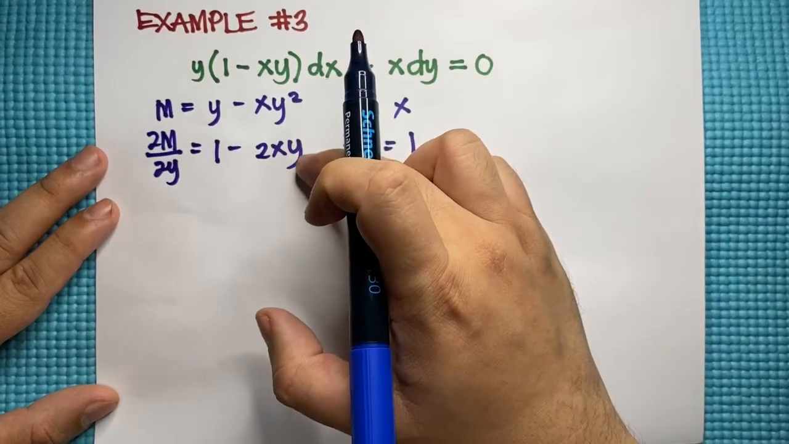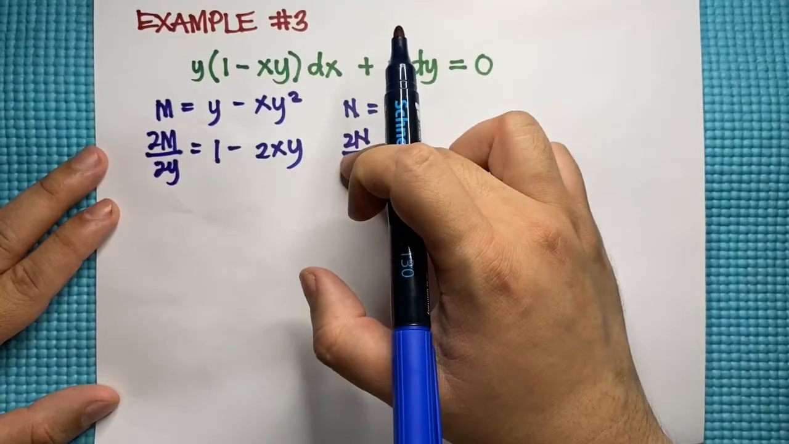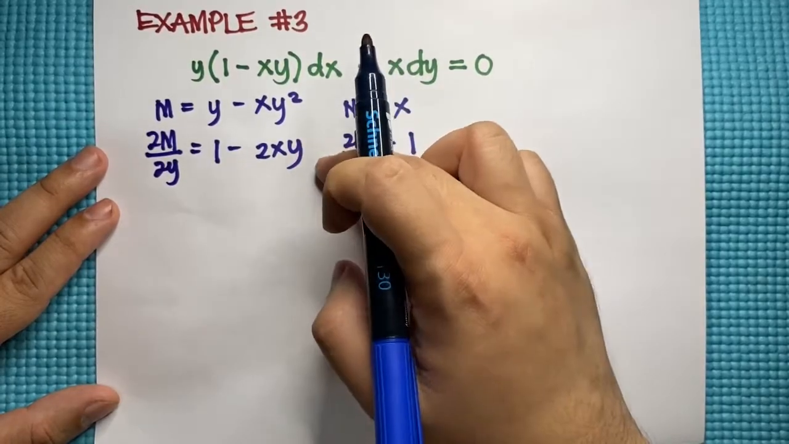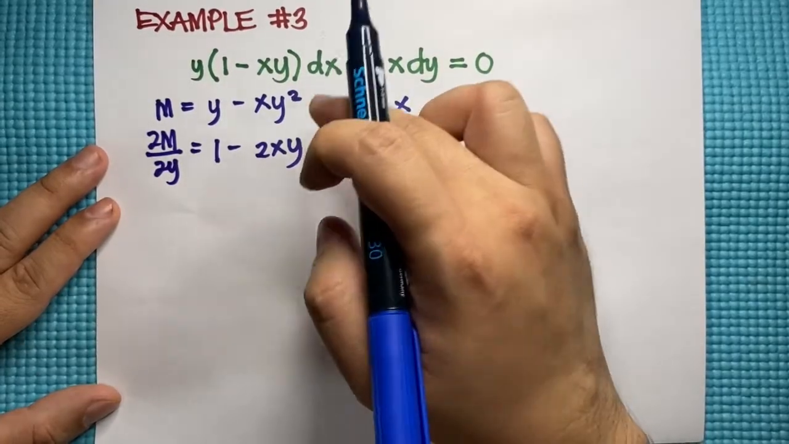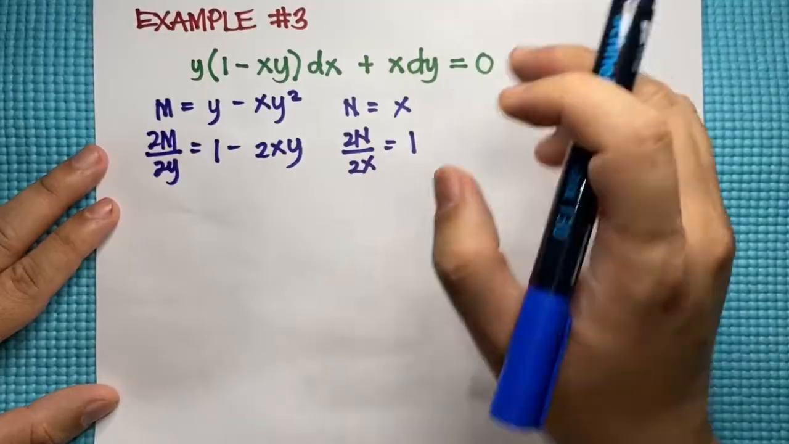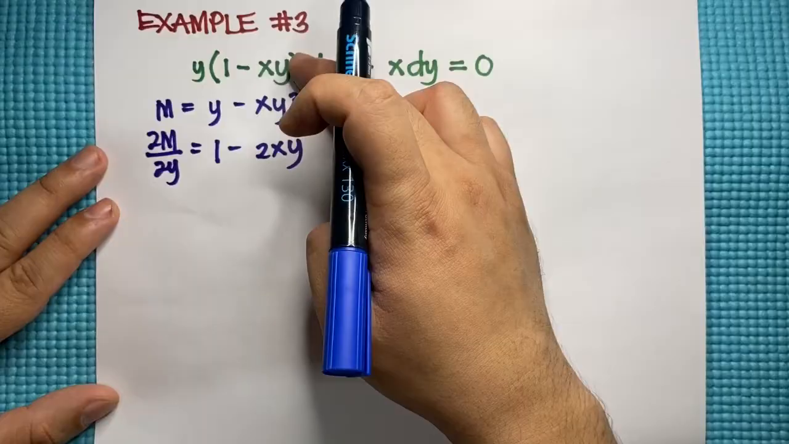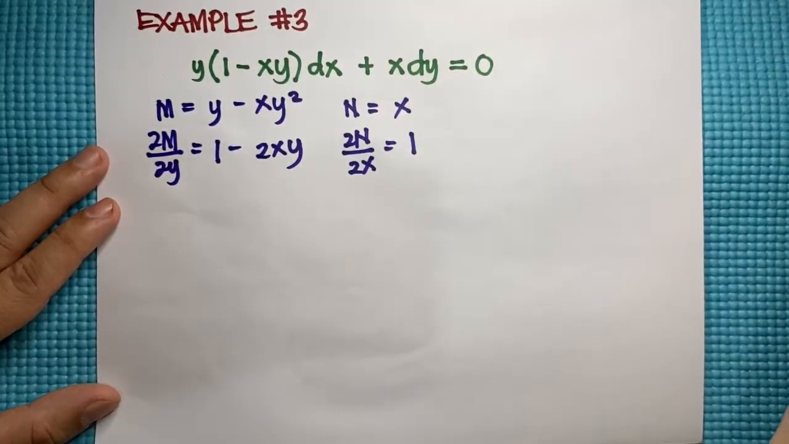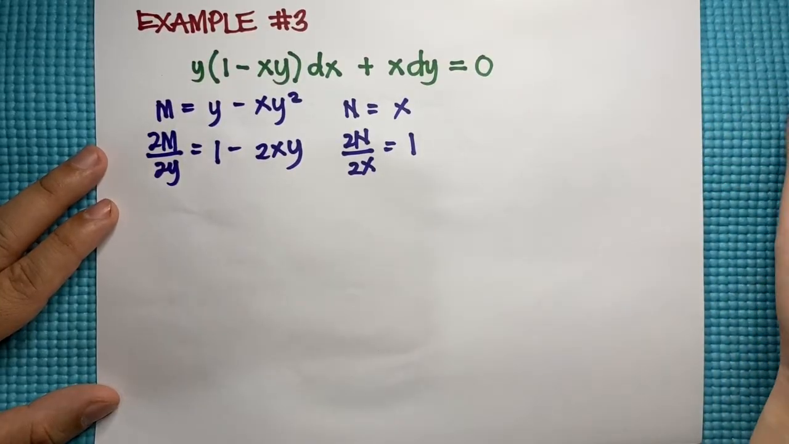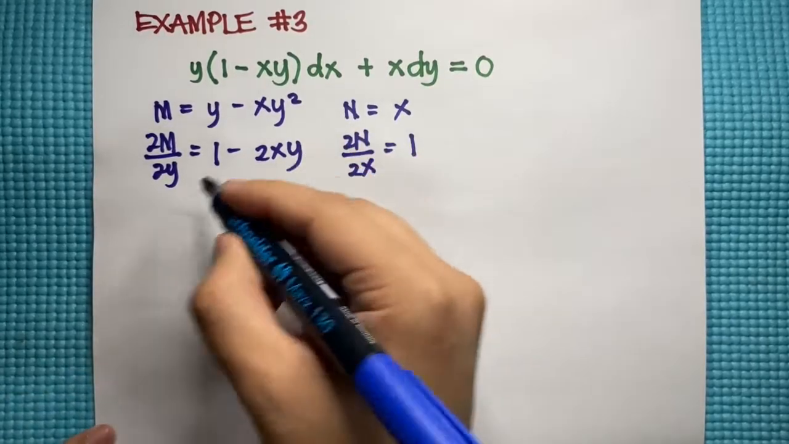But for case 1, once we divide it by the n function, the resulting function should be a function of x alone. But in this case it's a function of y alone, so it's not case 1. Definitely if I divide it by y, it would be difficult to separate x and y, so it's not case 2 as well. So that leaves us only the third case. We're on our third case.